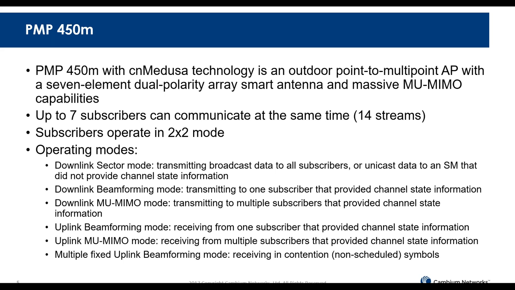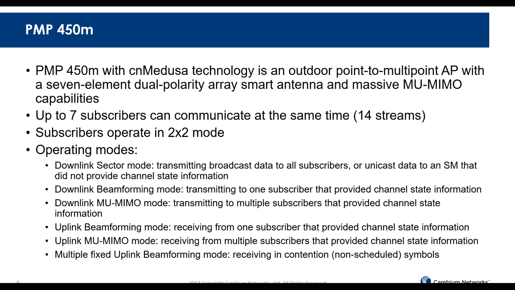The uplink MU MIMO mode is used to receive from multiple subscribers that provided channel state information, meaning that the access point will generate multiple beams to receive from multiple subscribers. And again, it needs to know the channel between the access point and these subscribers.